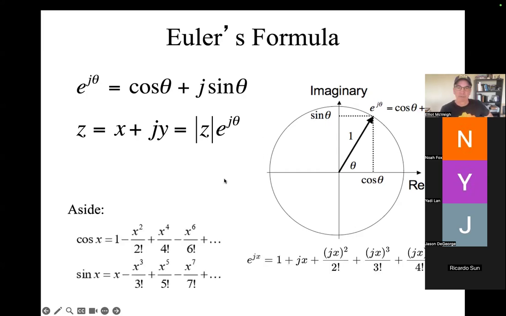So the question is a very interesting question. It's like, why on earth would e to the j theta equal cos theta plus j sine theta? It's like, what does e have to do with cos and sine, right?